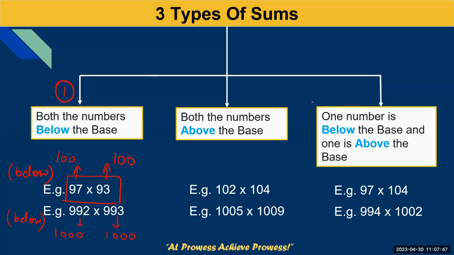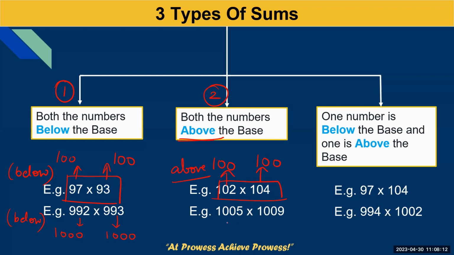Only some simple addition, some simple variation in those steps. Now let us come to the second type: the numbers above the base. See here, for 102 my base number will be 100. For 104 also the base number will be 100. So in both the cases, don't you think these numbers are above your base number, that is, above 100?